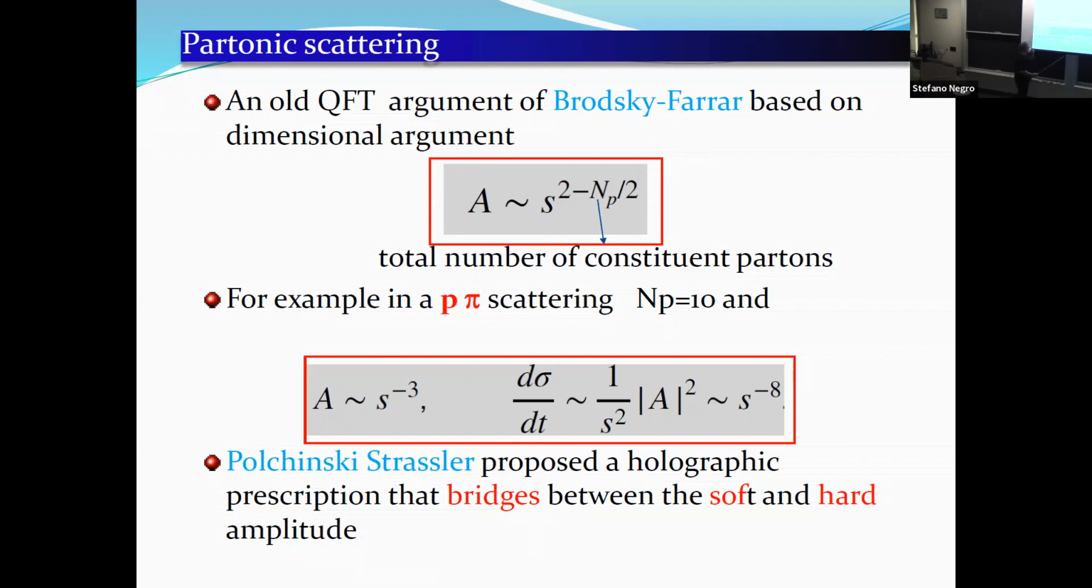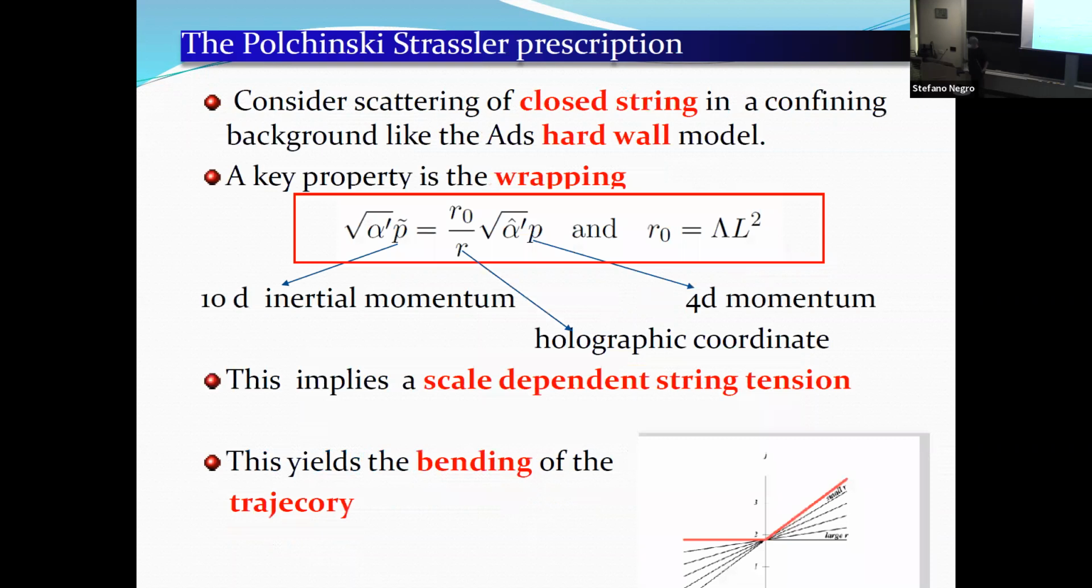Now, how do we go from the soft behavior to the hard behavior? So Polchinski and Strassler suggested a prescription in holography to do it. And we follow the idea. The basic idea is that the string tension or the slope is not a constant, but rather it depends on the holographic scale. This property comes from the fact that you have to go from the momentum in 10 dimensions to momentum in 4 dimensions, and that involves the holographic coordinate.